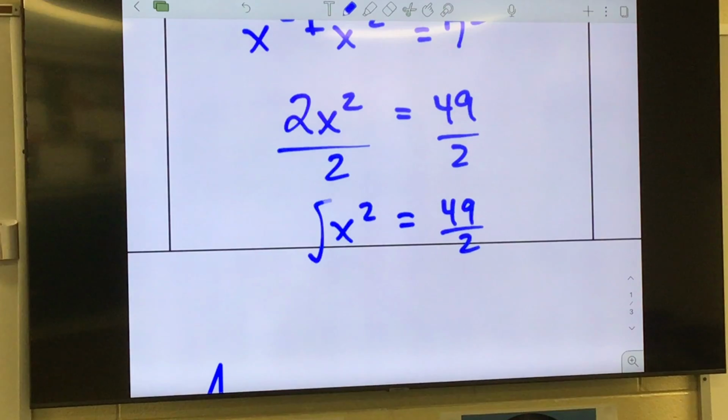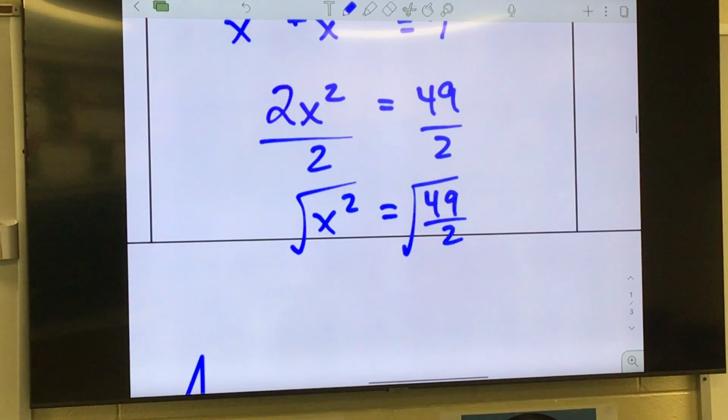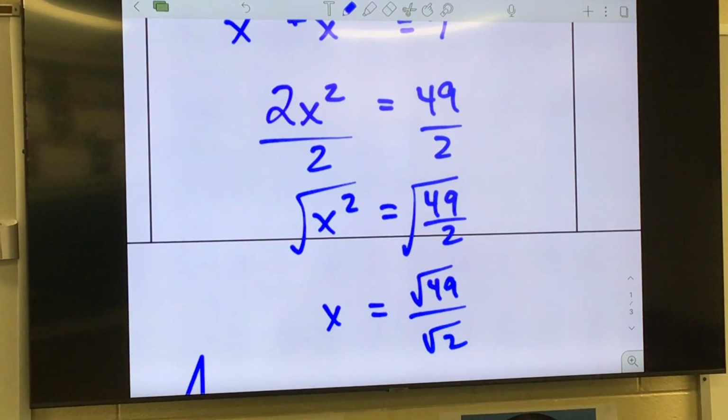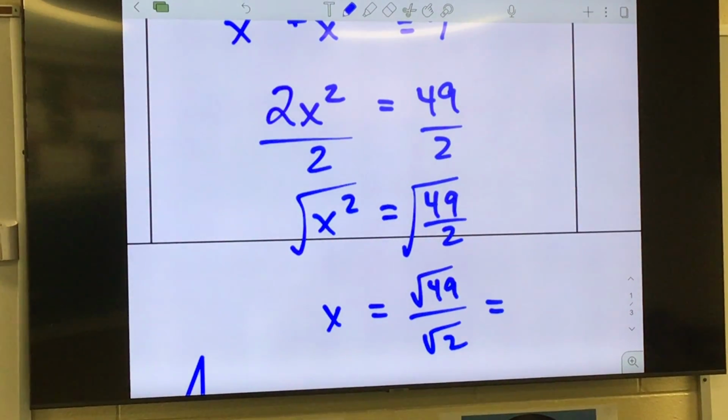All right, I'm going to take the square root of both sides. Now the square root of a fraction, you can split it up and say this is radical 49 over radical 2. You're allowed to split that up. That's a property of radicals. Which makes it nice, because what is the square root of 49? 7. So this would be 7 over radical 2. Now that would typically be an answer except for one fatal mistake.